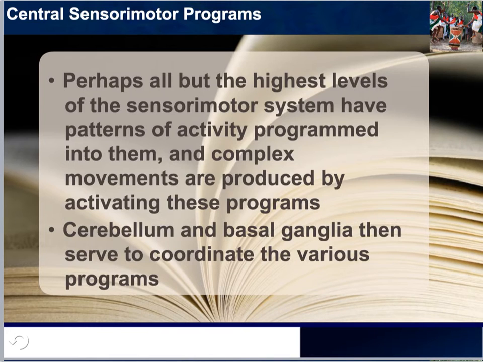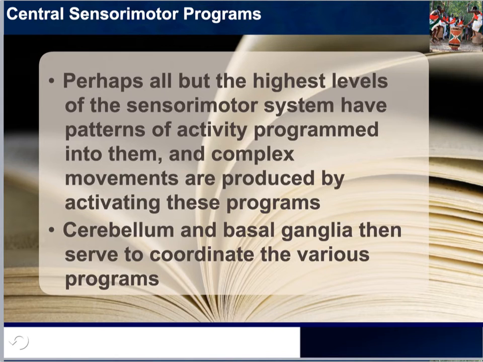It is believed that the central sensory motor programs have to be stored at a level that's higher than the muscle. And the reason why is because as there are different muscles that can do the same task, it would be important for the brain or something higher than the muscle to dictate what to do.